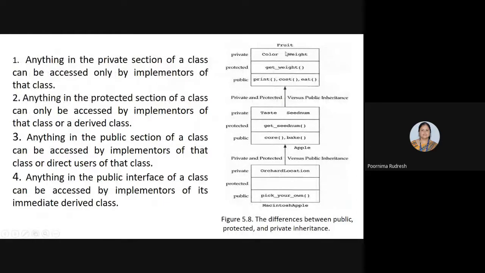So here we have the fruit class, and we have one more class called the apple class and Macintosh apple. Here the fruit class is the base class and the apple class is the derived class of the fruit class, and the base class for Macintosh apple. And Macintosh apple is the derived class of the fruit class as well as of the apple class. So if fruit is the parent, then apple is the child, and Macintosh apple becomes the grandchild, right? In the previous class, we studied the transitivity of inheritance.